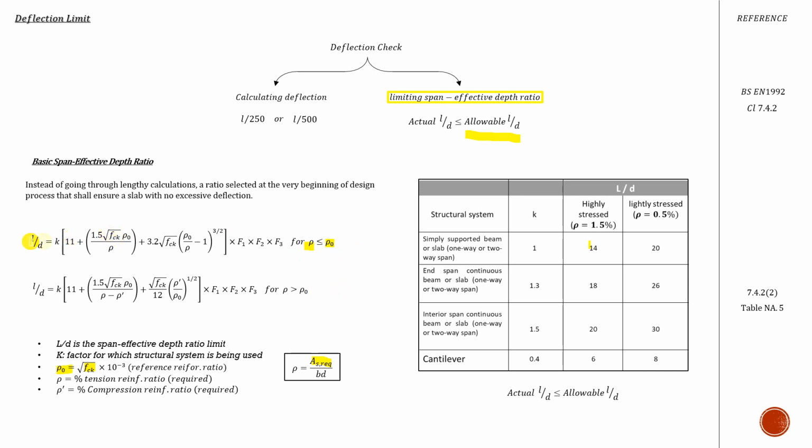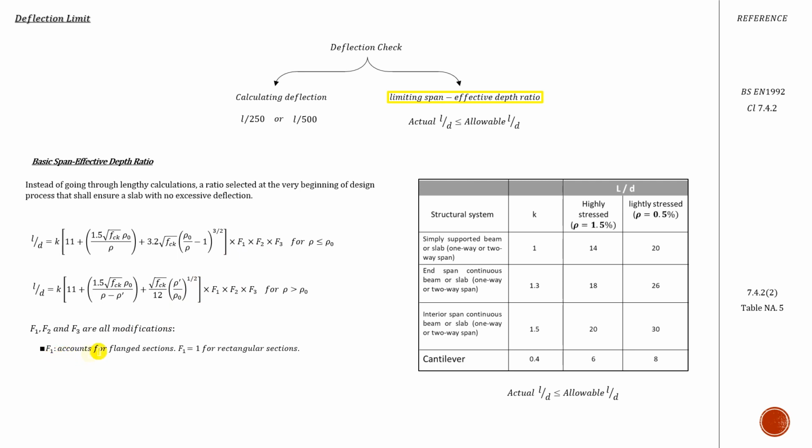Now inside any of these equations you have the K, which depends on the table from the National Annex, table 5. If it's simply supported, then it's just 1. If it's an end span of a continuous beam or slab, 1.3, interior spans 1.5, etc. So you have the K here, you have the fck, everything you need. But then come these modifications, F1, F2, F3.